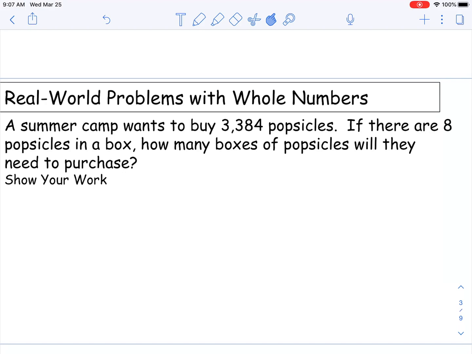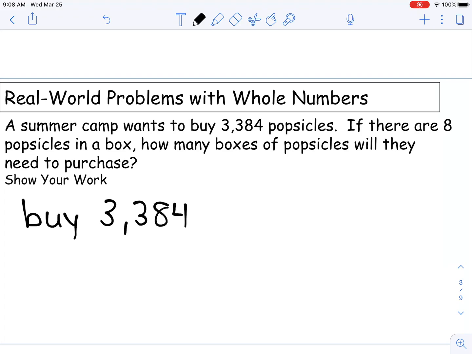Alright, first real world problem. A summer camp wants to buy 3,384 popsicles. If there are 8 popsicles in a box, how many boxes of popsicles will they need to purchase? So, who or what is this problem about? Well, summer camp. What are they doing? Well, they're getting some popsicles. What do we know about the popsicles? Well, we know they want to buy 3,384. And we know there's 8 per box. So we need to answer the question, how many boxes will they need?